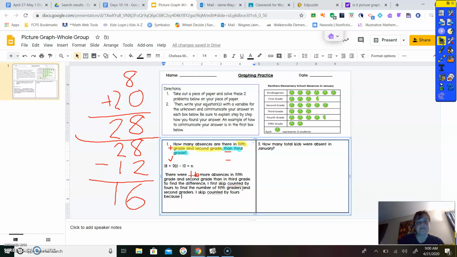because that key over here shows each sick face represents 4 students. That would be called a key. So I skip counted by 4s because the key shows each emoji represents 4. Then I added, well, let me explain what I found.